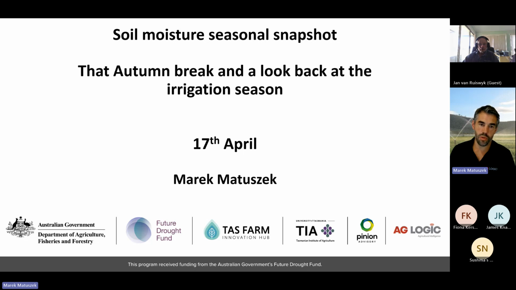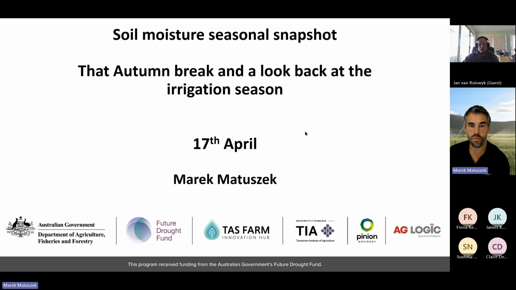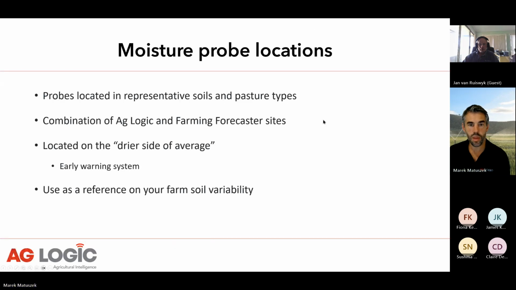We spoke about that last time, but we want to have a bit more of a look and a few really good examples of what we can do to try and prolong that pasture growth when the rain doesn't fall. So, just a disclaimer in regards to the moisture probe locations that we have around the state: we locate the dryland probes in a representative soil and pasture type of the region. So getting an understanding of how it's relevant for you is important.